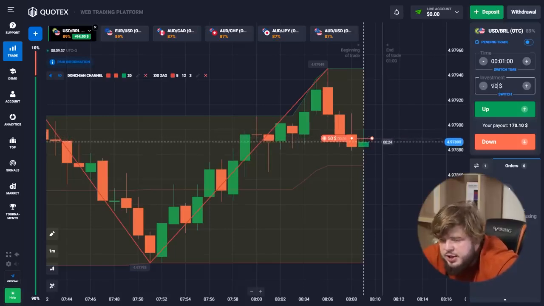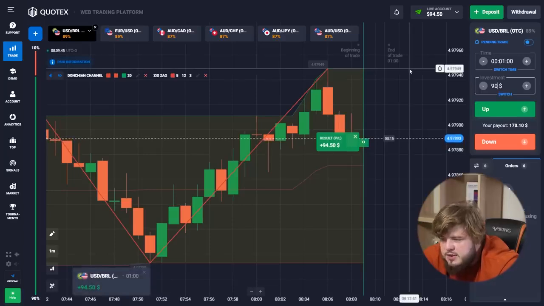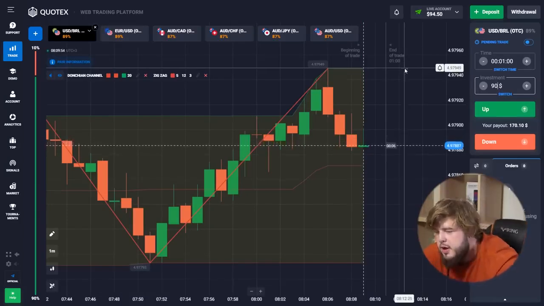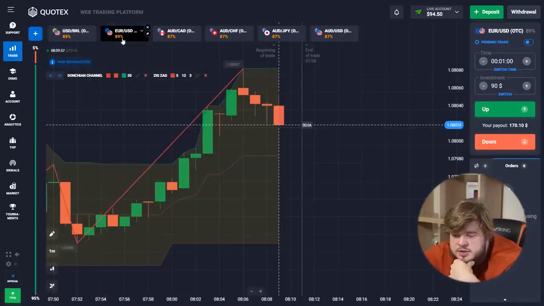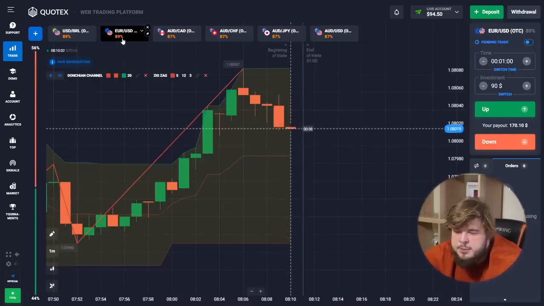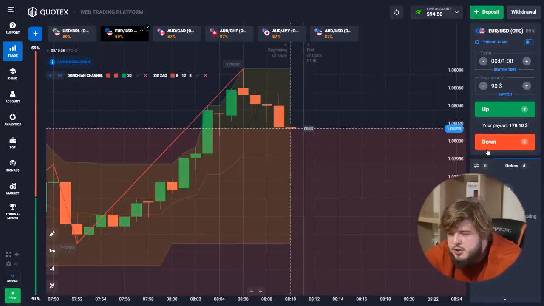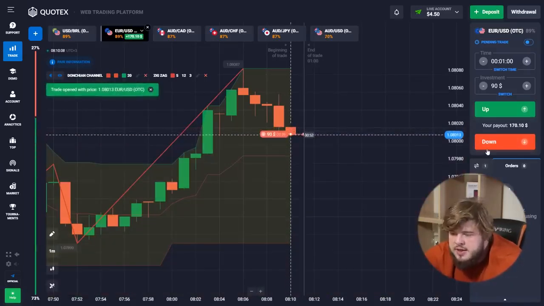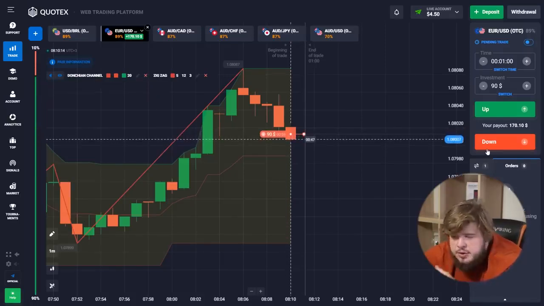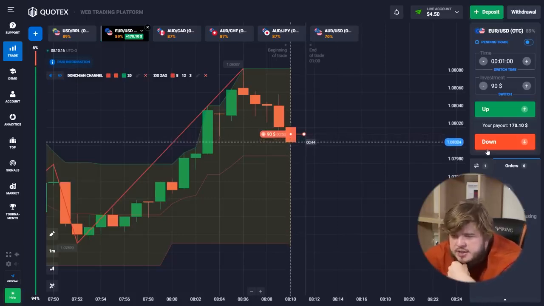Now, concerning the Donchian channel indicator, for those who don't know how it's working, everything is very simple. We have the bottom of the channel and the upper edge of the channel. When the price is hitting the upper edge, for example, after this it will highly likely go down to the middle of the channel or even to the bottom of it. Contrary to that, if the price is hitting the bottom of the channel, after this it will highly likely go up to the middle of the channel or to the upper edge. So you just need to find the best entry point at the upper edge of the channel or at the bottom of it.